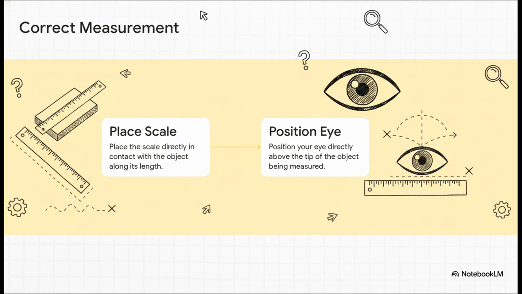Step 2, and honestly, this is where almost everyone messes up: you have to position your eye directly above the tip of the object where it hits the scale. If you look at it from an angle, from the side, the markings are going to look shifted. It's a classic optical illusion. So, scale flat against the object, and your eye looking directly straight down. That's how you get that perfect precision.